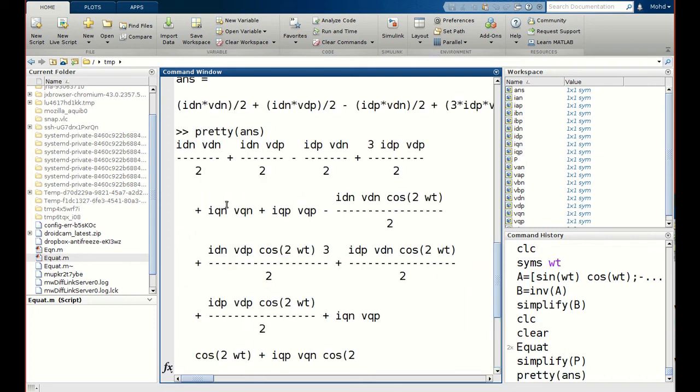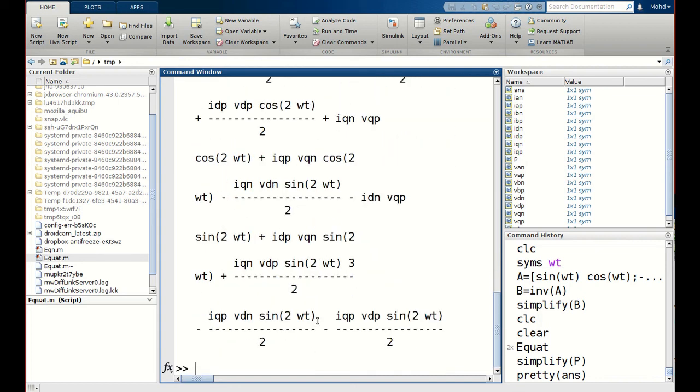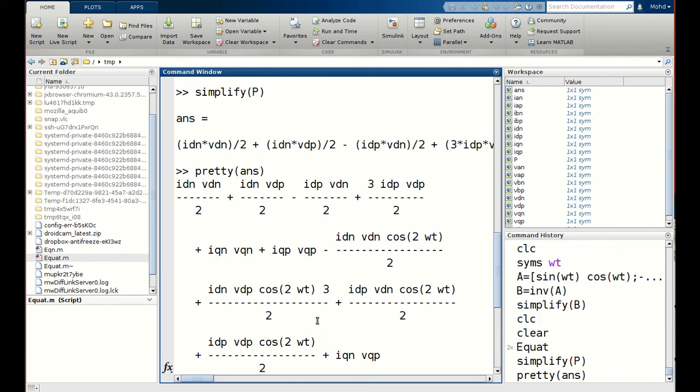Now we can look at the equation, and we can see that it has separated the DC components, ID and VDN by 2, ID and VDP by 2, as well as the 2 omega components in our equation. So all these terms are dependent on 2 omega. This is the cos 2 omega term and this is the sin 2 omega term. This way we can simplify our equations that are dependent on some variable.